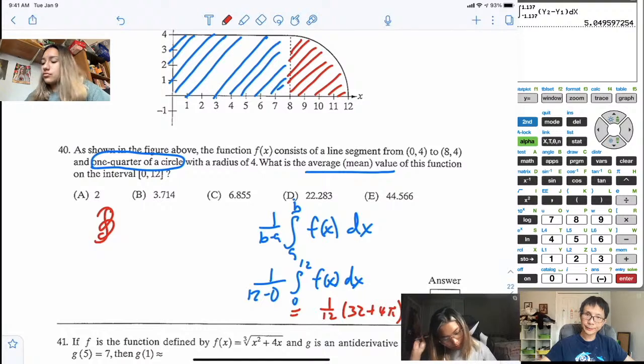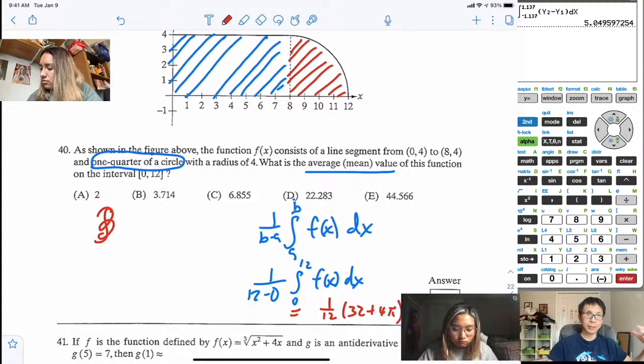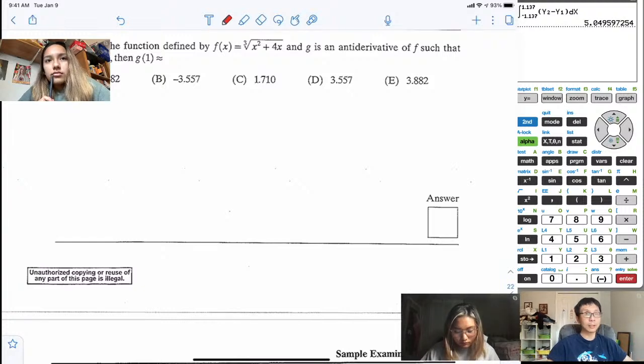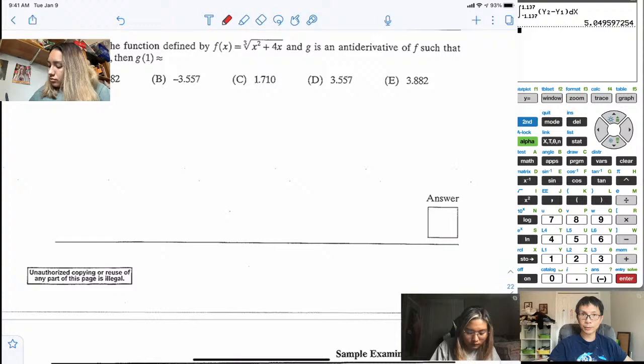Is that hard? No, but you guys just have to understand what is going on, right? And this question I put on the test two tests ago, number 41. So when do you know to use a calculator? The best way to tell is you see the answer choices are decimals.